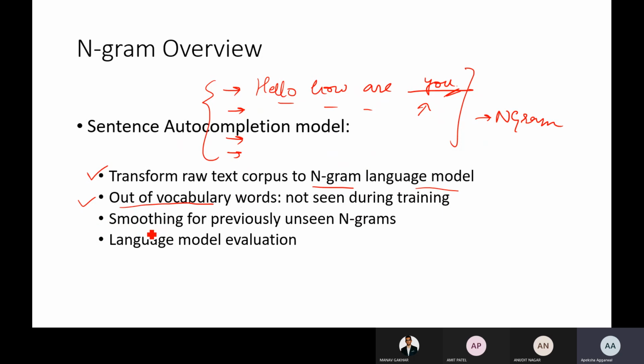Next is smoothing. Smoothing is done, and why is it done? So it is a step-by-step procedure for how to build this auto completion model. Then smoothing is performed, and then language model evaluation. We'll see how a model is evaluated. So let's start with the first part, where we are generating n-grams from the text corpus that we have.